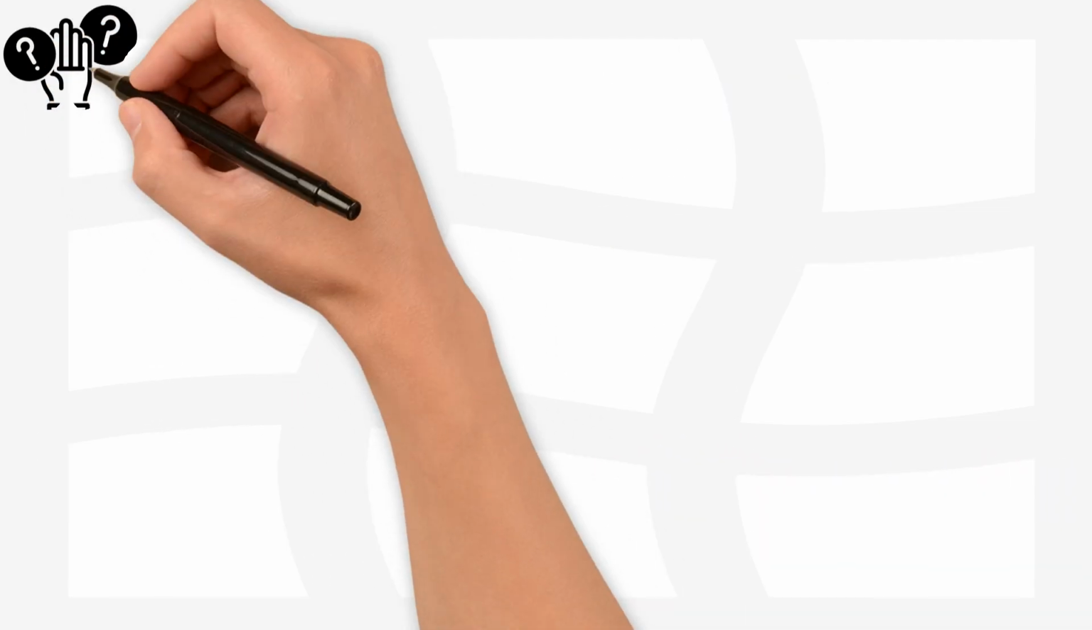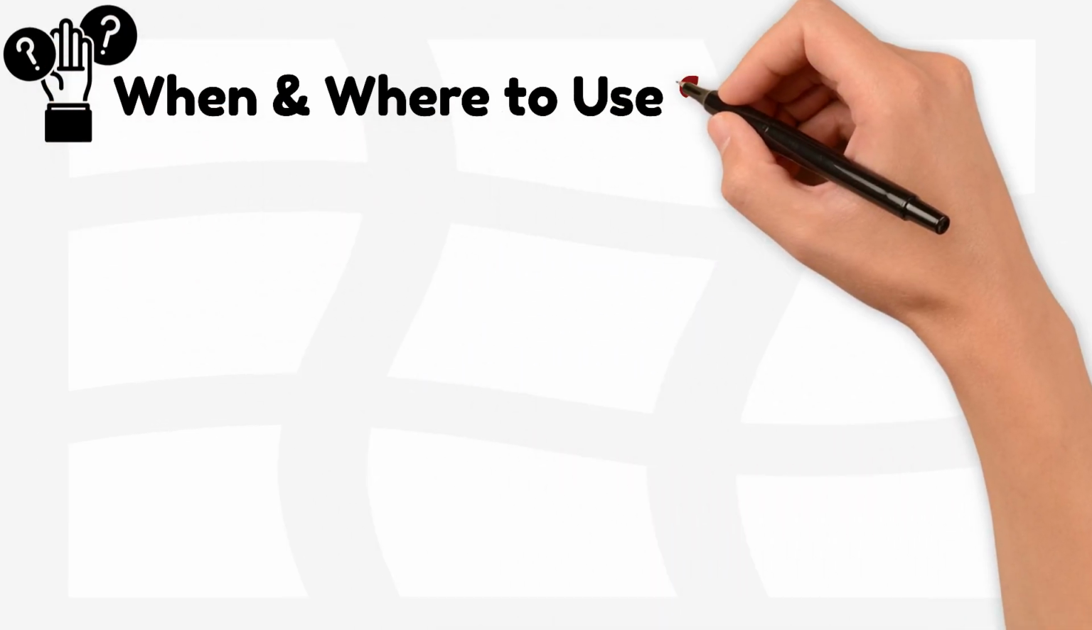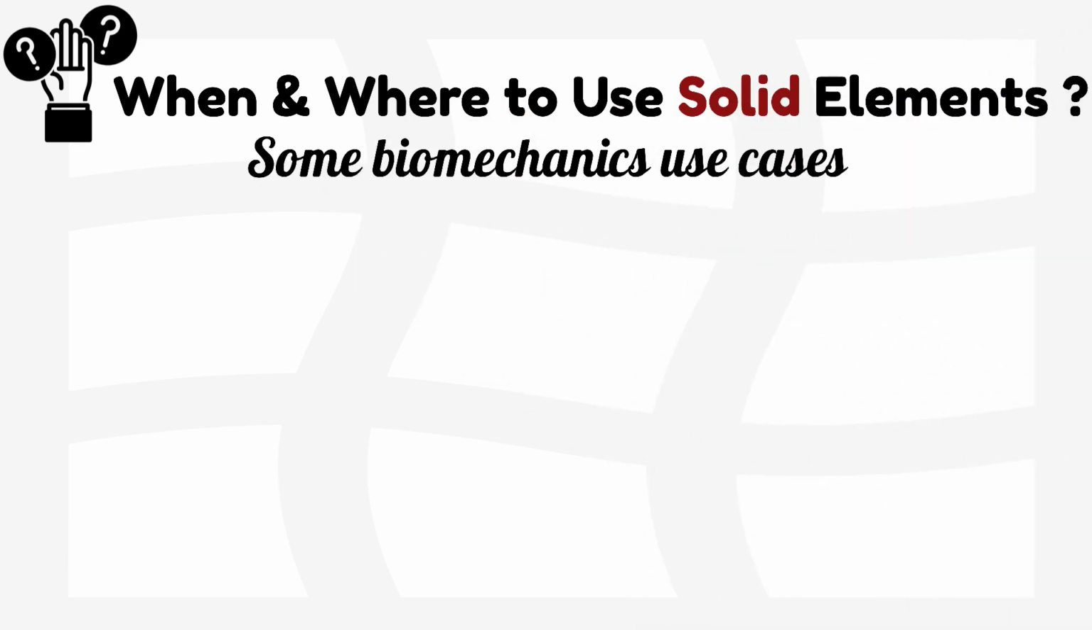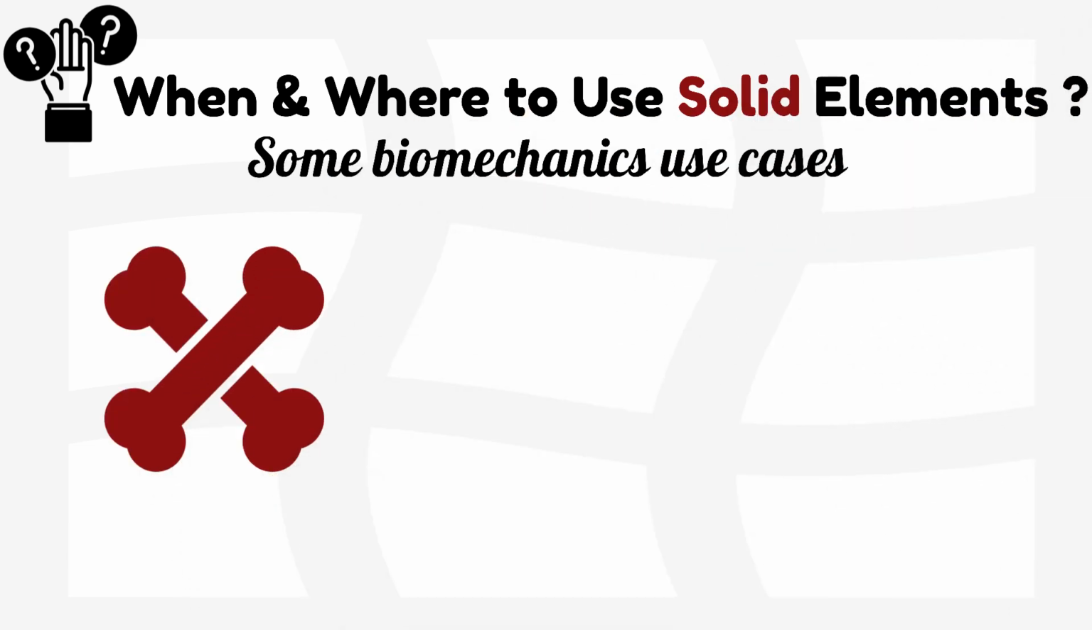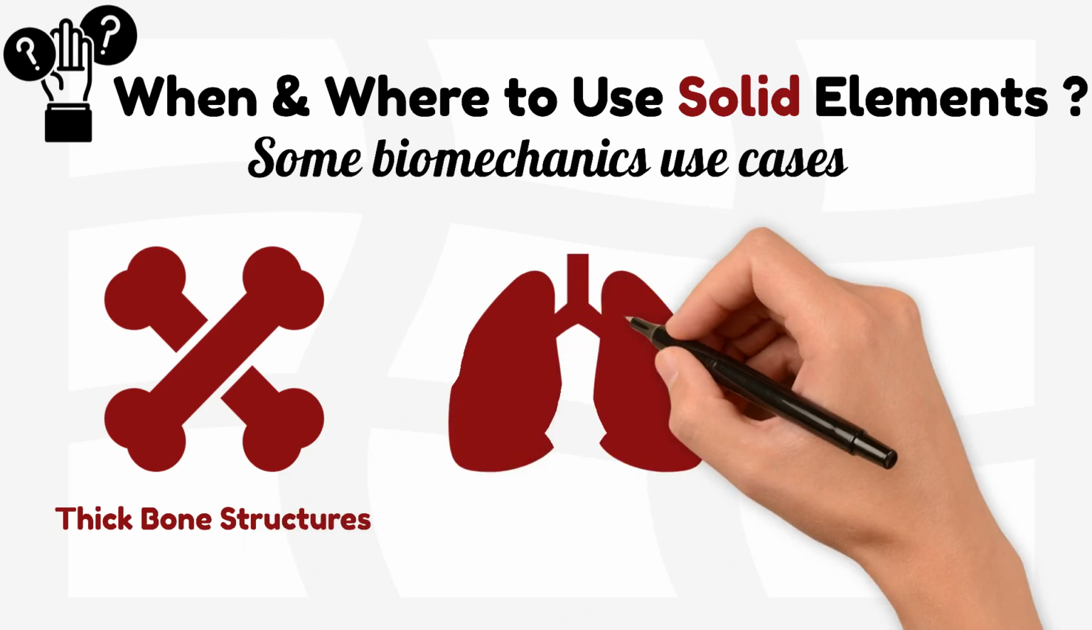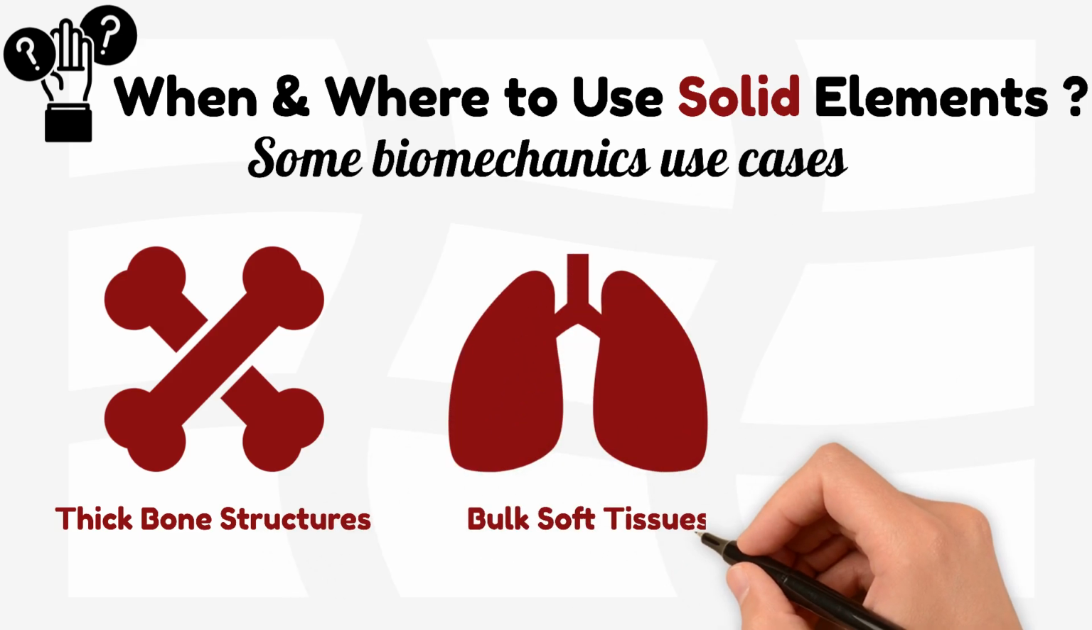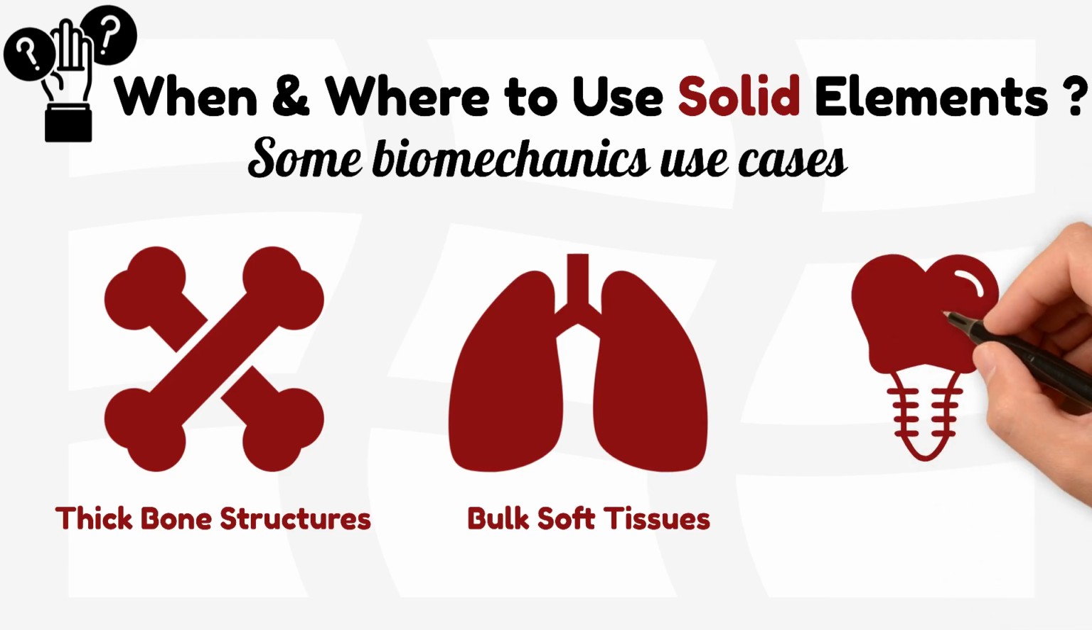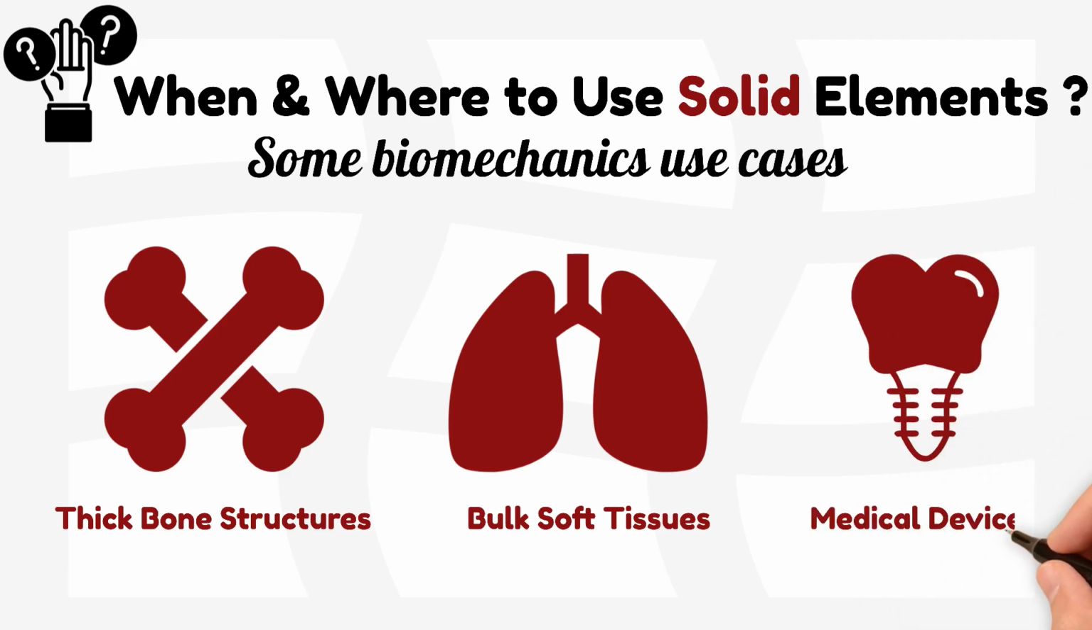Now, let's look at a few biomechanics examples where solid elements make sense. Think of thick bone structures like femur or skull models. They have significant thickness, so the 3D stress effects are important. Next, bulk soft tissues: muscles, organs, or fat layers. They deform in 3 dimensions, so solids capture their behavior better. And finally, medical devices like implants, connectors, or stents with complex shapes. Solid elements are ideal when geometry and material response are both critical.